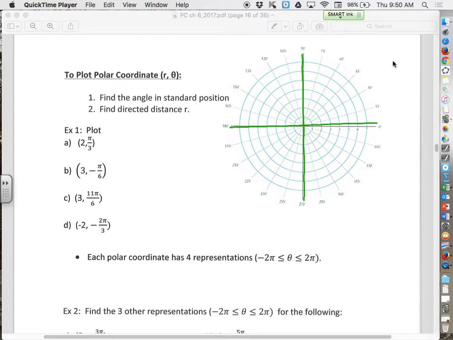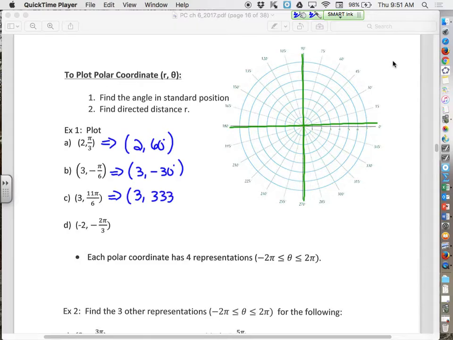Let's do this first one, though. I'm going to put these all into degree mode. So 2 is my radius, pi over 3, 180 divided by 3. That's 60 degrees. Just to sort of get you warmed up with this. This next one, my radius is 3, and negative pi over 6 is negative 30 degrees. And this radius is 3, and 11 pi over 6, that's 330 degrees. And then this last one is negative 2, and negative 2 pi over 3 is going to be negative 120 degrees. You don't have to convert those. None of the problems are in degrees, they're all in radians. I just want to do one that's in degrees.